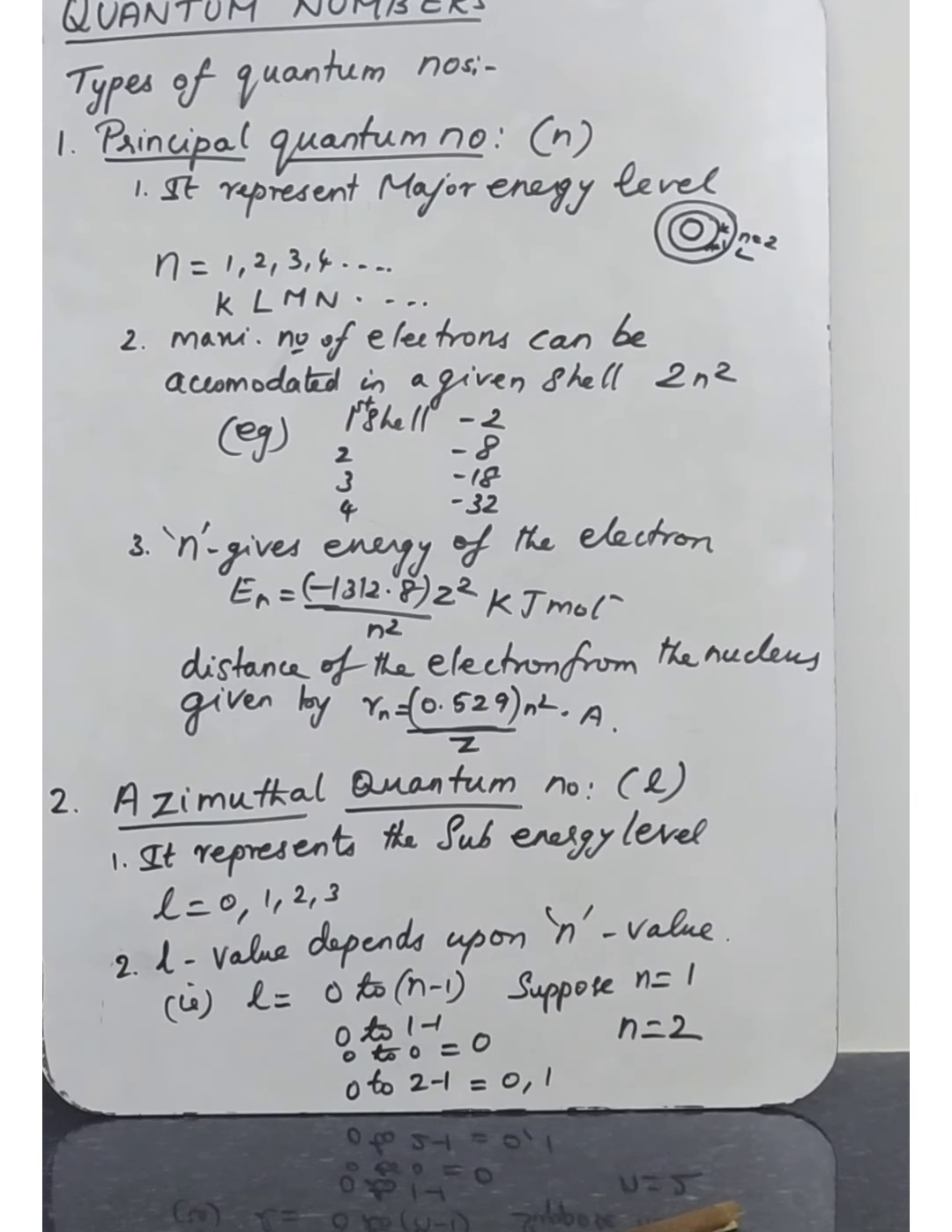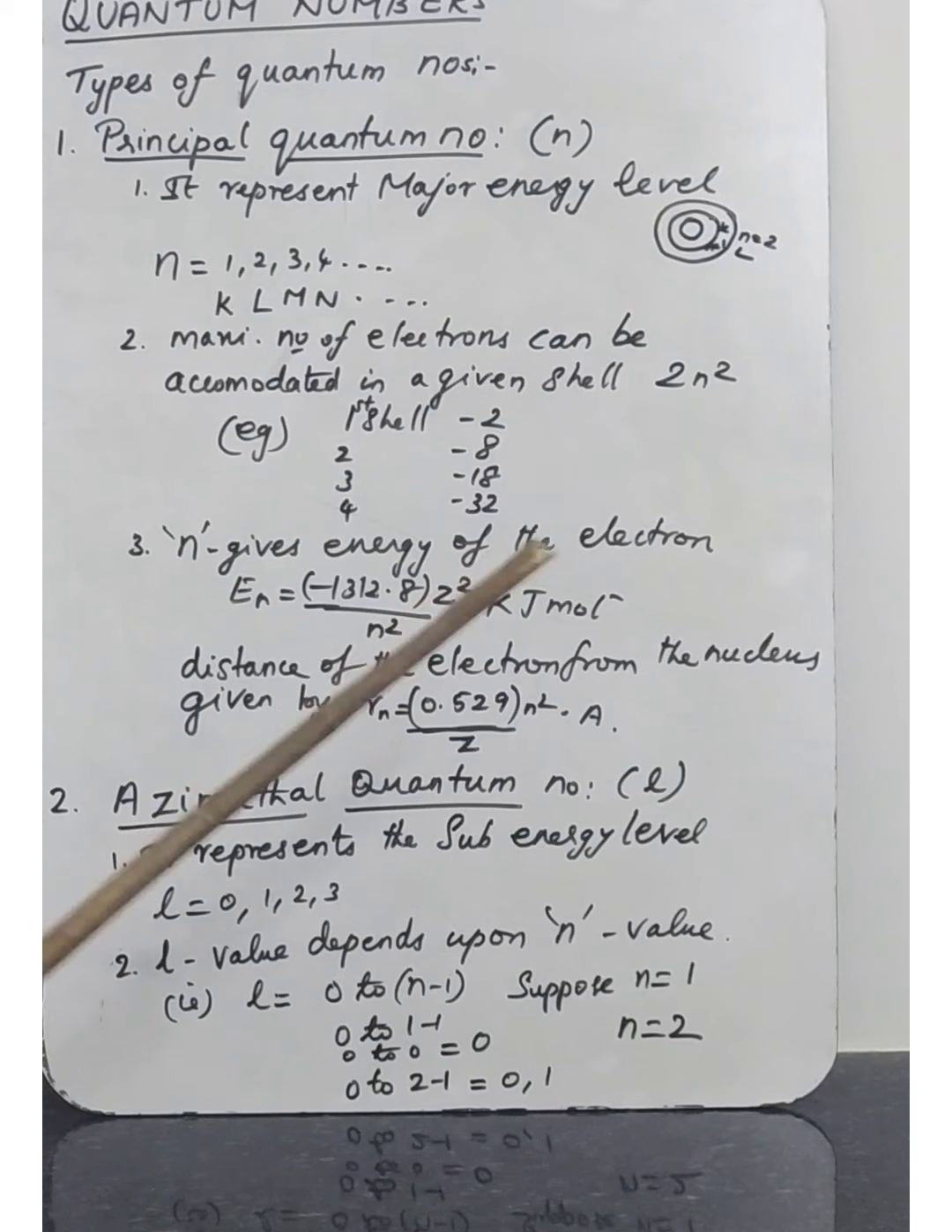Understood? 0 is s orbital, 1 is p orbital, 2 is d orbital and 3 is f orbital. Understood? Like that we can find the azimuthal quantum number, which represents the sub energy level, and the value is given from 0 to 1, 2, 3 etc. If l value is equal to 0, s orbital; l equal to 1, p orbital; l equal to 2, d orbital; l equal to 3, f orbital.